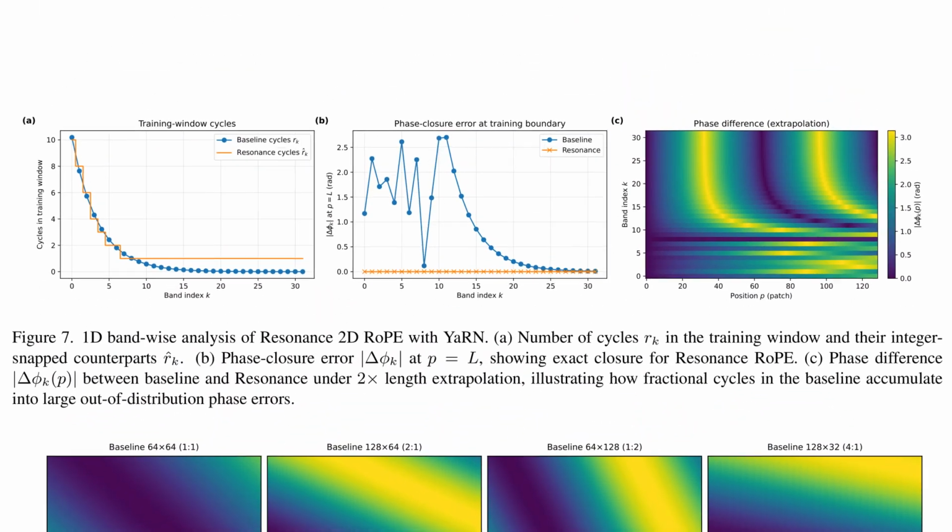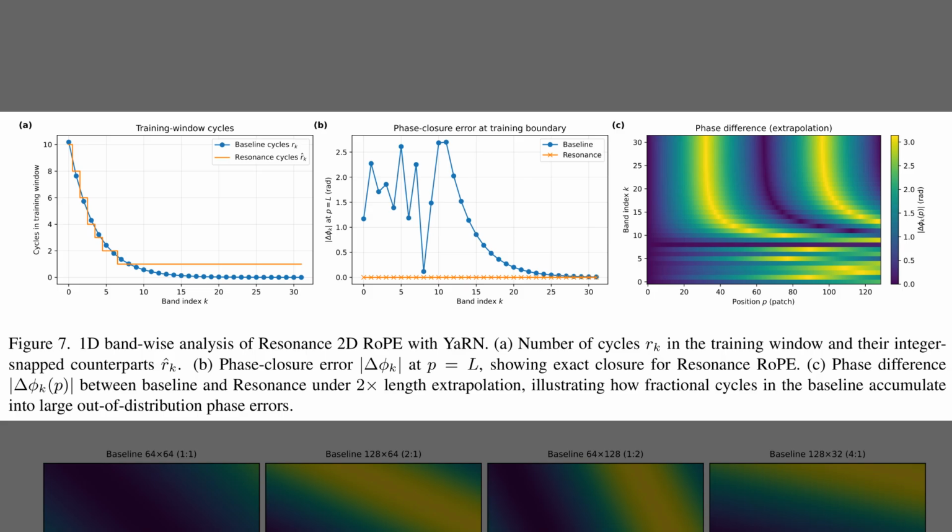native 4K. Figure 7 explains why the resonant positional encoding keeps large images stable by aligning each frequency band so its phase closes cleanly at the training window. This figure shows 3 bandwise diagnostics across rotary bands. The left plot compares how many cycles each band completes, where the resonant version snaps messy fractional cycles into neat integers. The middle plot shows that this snapping drives the phase closure error almost to 0, while the baseline oscillates wildly. The right heat map visualizes extrapolated phase differences across positions, revealing that only the baseline accumulates large out-of-distribution phase shifts as sequences get longer.